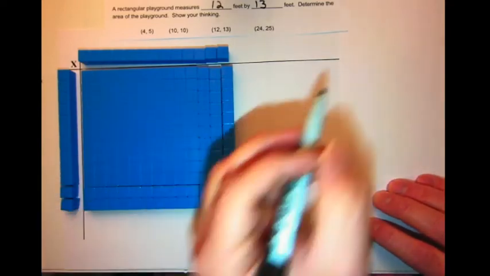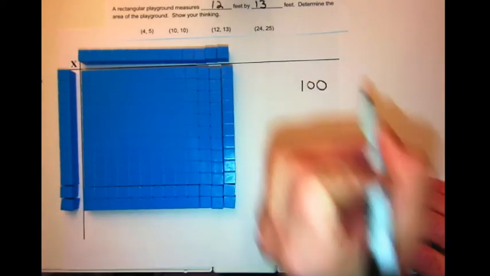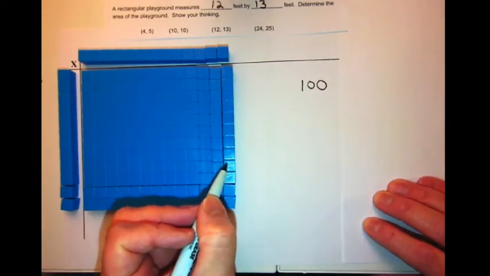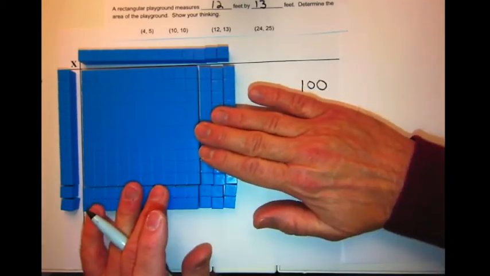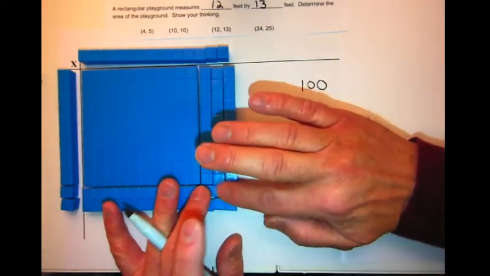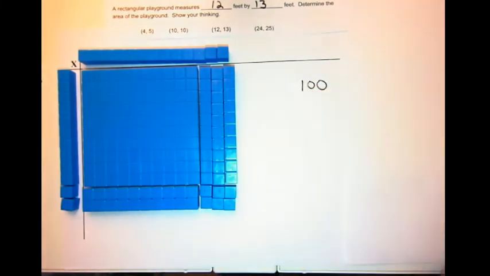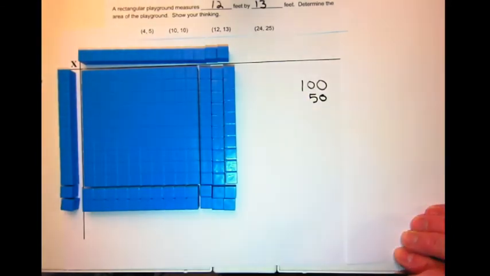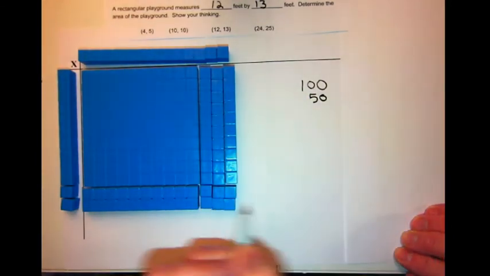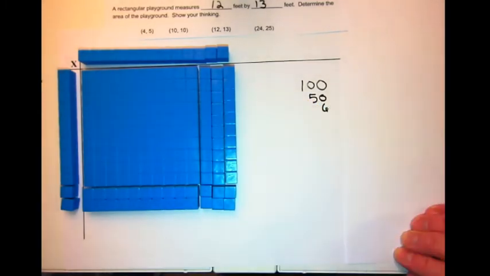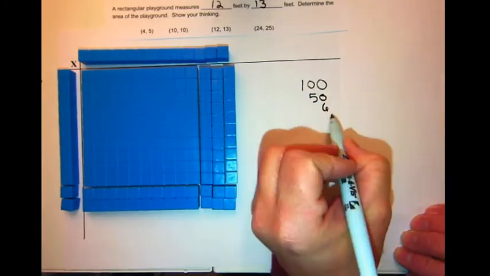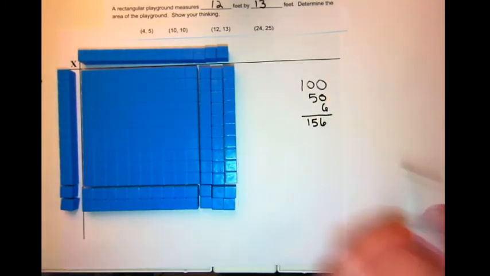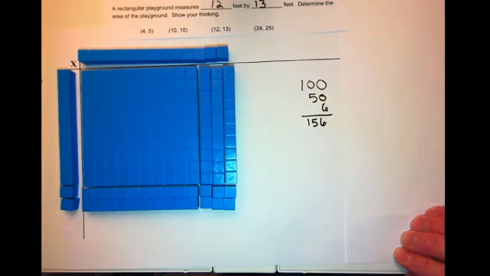So this piece from the 10 by 10 was 100. How many tens do we have? We have 1, 2, 3, 4, 5 tens, and if it's helpful, maybe separate it out just a little bit to see those different pieces of the tens and the ones and the hundreds. So I have 5 tens, so 50. And then I have 1, 2, 3, 4, 5, 6 ones. So my total is 156.